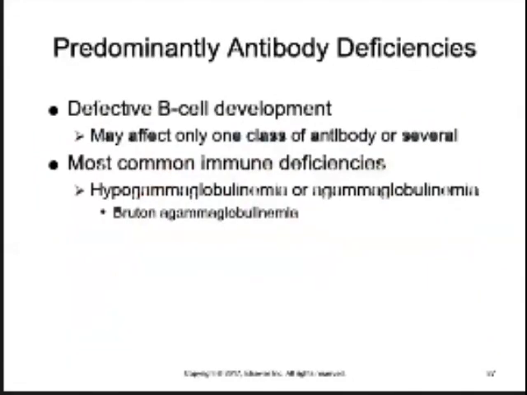So with DiGeorge syndrome, what you're getting is no T cell production. And since the helper T cell stimulates both cell-mediated and humoral immunity, you don't really have an effective adaptive immune response, okay? Antibody deficiencies can involve defective B cell development and may only hit one class of antibody or several. Common immune deficiencies include hypogammaglobulinemia and agammaglobulinemia, okay?